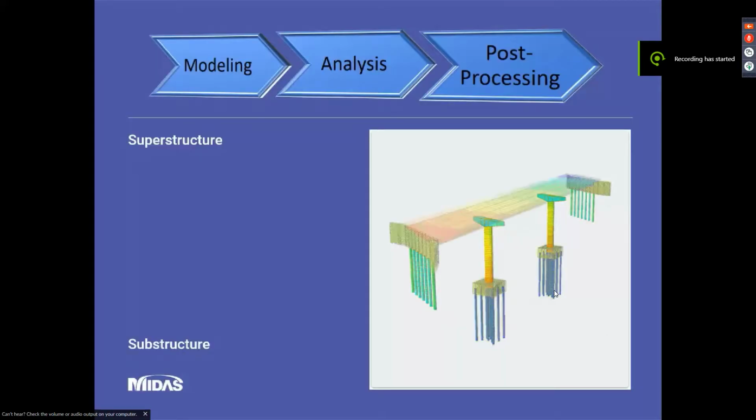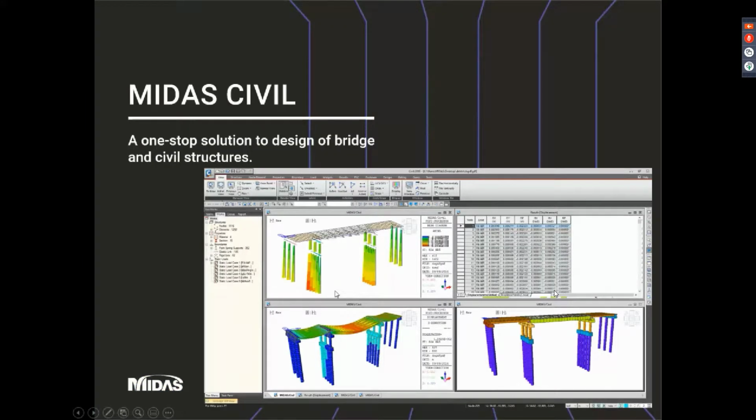Construction staging of the superstructure up to the modeling of our abutments, our piers, our pile caps, and our piles can be modeled in one single model. It can be modeled, analyzed, and designed in one single file. So apart from this, here are some of the MIDAS Civil's advantages.